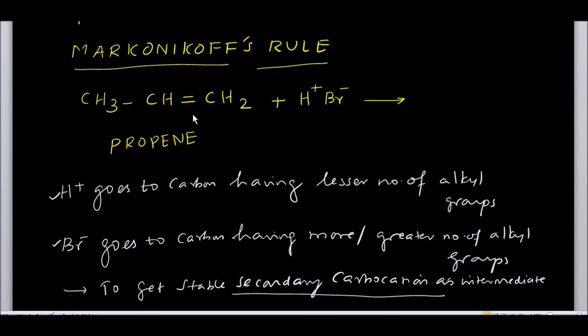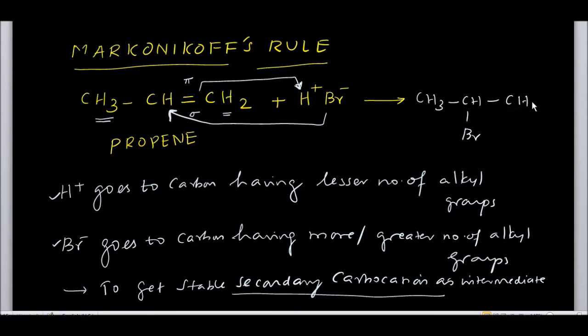According to this, you just see the propene, there is a sigma bond and pi bond. The pi bond is broken and the electrons are given to this hydrogen plus. It means the hydrogen plus is added with the carbon having lesser number of alkyl groups, and Br goes to the carbon having more number of alkyl groups. It has got one alkyl group. So if you add like this, this is our major product. The Br can be substituted here and CH3.